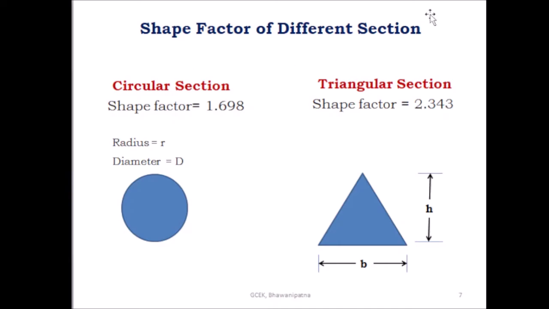Similarly, the shape factor of different sections you can also find out. For a circular section, when the radius of the circle is r and diameter is d, the shape factor is equal to 1.698. Similarly, in the triangular section, the width is b and height is h. So the shape factor is 2.343. These two you can find out, the shape factor of the circular section and triangular section, in a similar way as we obtained the shape factor for the rectangular section.